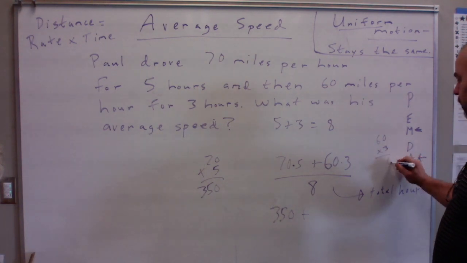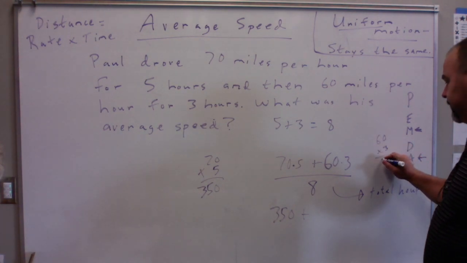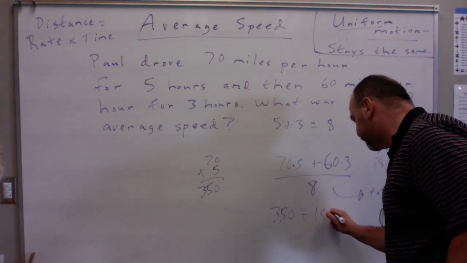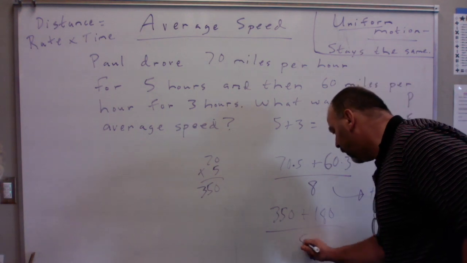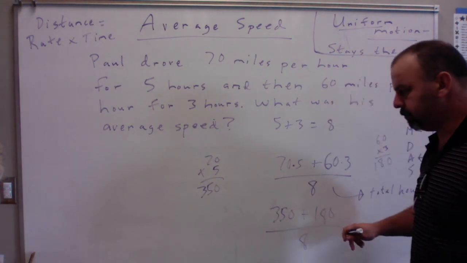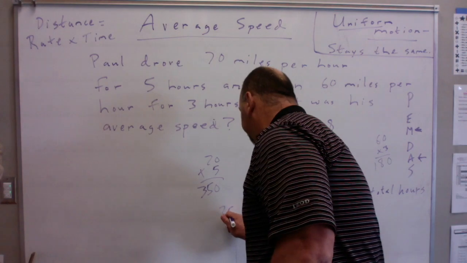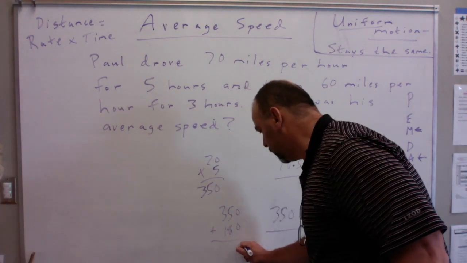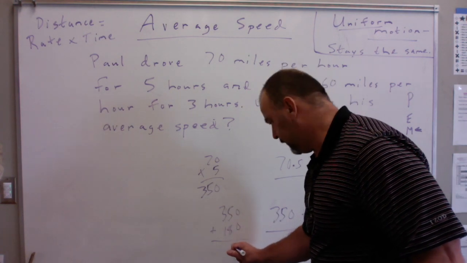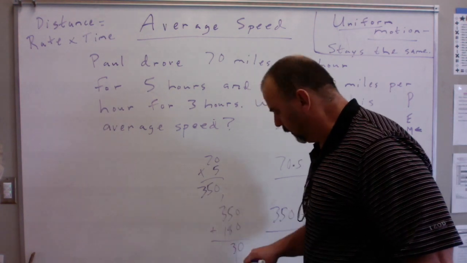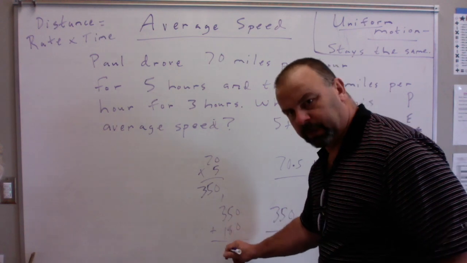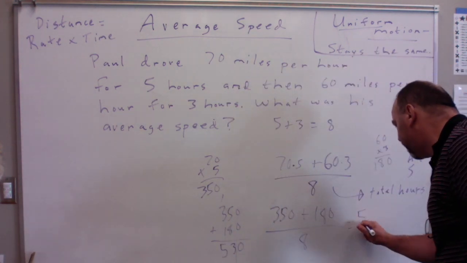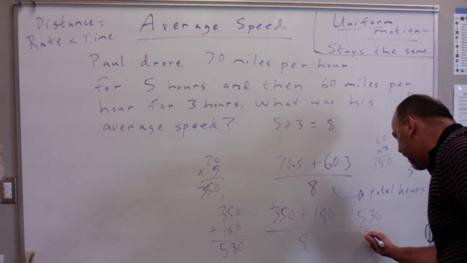3 times 0 is 0. 3 times 6 is 18. Put down the 18. That's 180. And now we're going to add 350 plus 180. 0. 5 plus 8 is 13. Put down the 3, carry the 1. 1 plus 3 is 4, plus 1 is 5. 530. Now, that's for 8 hours.